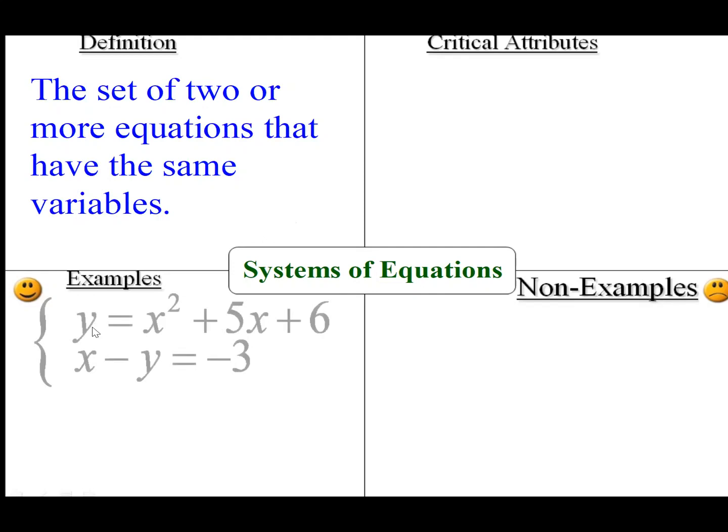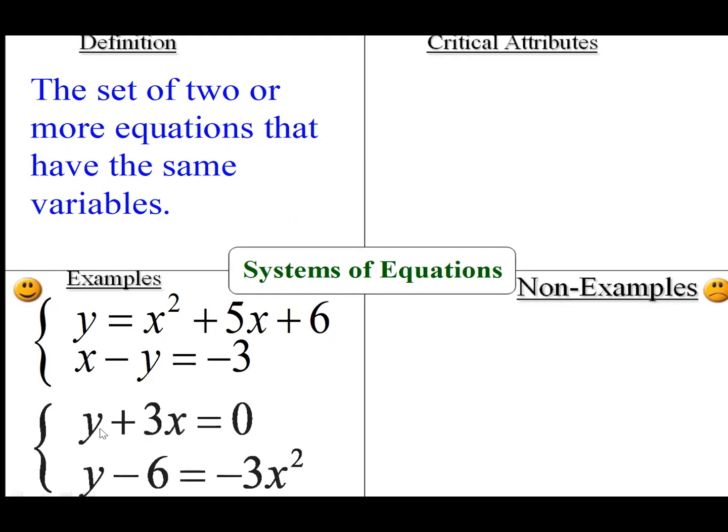Examples. We are given a set notation, then we got 2 equations. The first one, y equals x squared plus 5x plus 6. The second equation is x minus y equals -3. Another example is set notation, and inside we have y equals 3x equals 0, and y minus 6 equals -3x squared. Those are examples of systems of equations. Copy that. I'll wait for you.